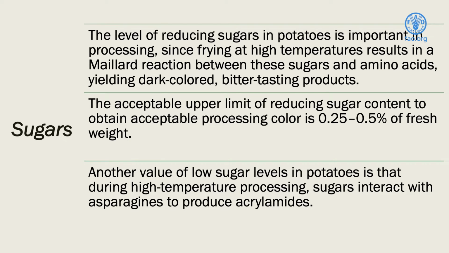The level of reducing sugar in potato is important in processing. Actually, this one is really important because frying at high temperature results in a reaction between sugar and amino acid. This reaction yields dark color and bitter taste. So proper sugar content is very important in the fried potato product. Acceptable upper limit of reducing sugar content to obtain acceptable processing color is 0.25 to 0.5% of fresh weight.